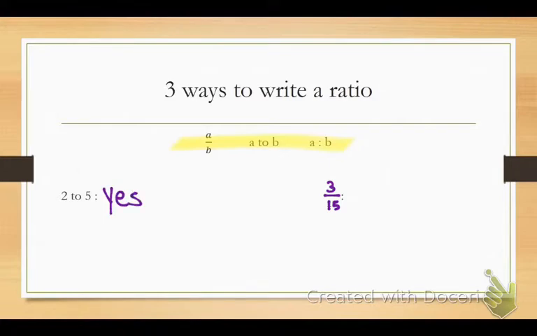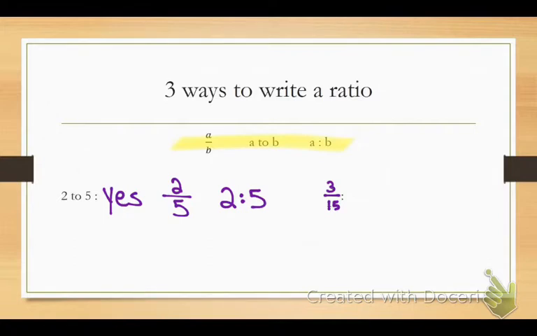Okay, so I answer the question, is it in simplest form? It is, yes, so now I'm going to write it in the two other ways, 2 over 5 and 2 with a colon 5. Now, if the original one had been with a colon, then I would write it as a fraction and with the word "to." You write it in the two ways that are not in the original. Does that make sense? So if the original is a fraction, you write it with the word "to" and a colon.